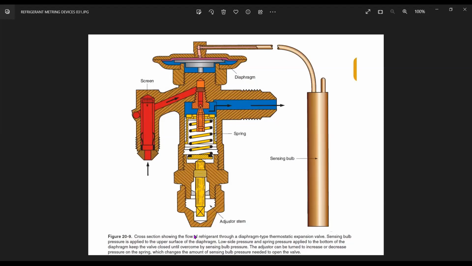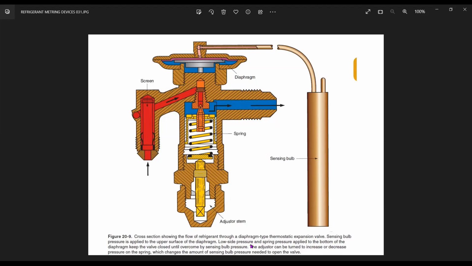This is a cross section showing the flow of refrigerant through a diaphragm. Like you see here, it is a full diaphragm type thermostatic expansion valve. Now you have a diaphragm on top and a sensing bulb connected to the diaphragm. There is no external equalizer over here at all. The sensing bulb pressure is applied to the upper side of the diaphragm, as you see here, and the spring and the lower side pressure, the blue one, act on the lower side.